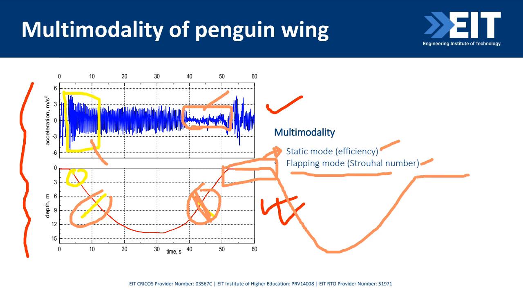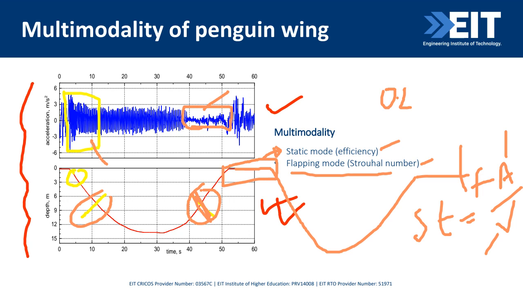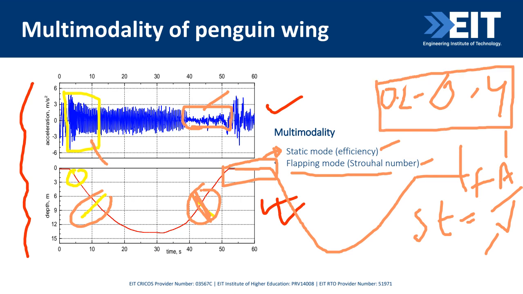That's what I did. The first thing I did for the flapping mode was to estimate the Strouhal number. The Strouhal number is nothing but frequency, amplitude, and velocity. I had the velocity data, the frequency data, and the amplitude for everything, so I calculated the Strouhal number, and there is a range. If the Strouhal number for any flapping body is between 0.2 and 0.4, then we can say that penguin is swimming efficiently.